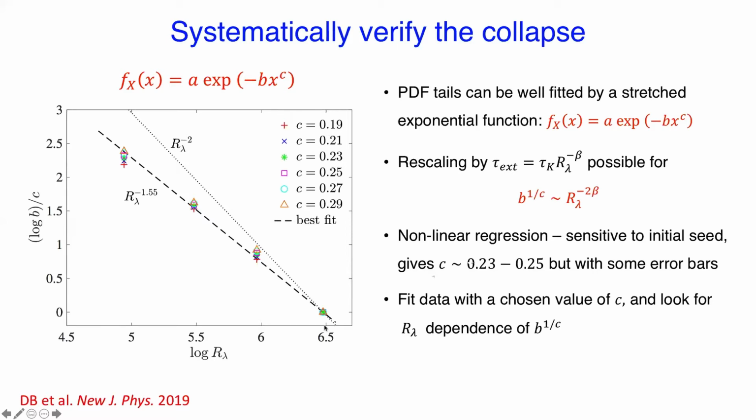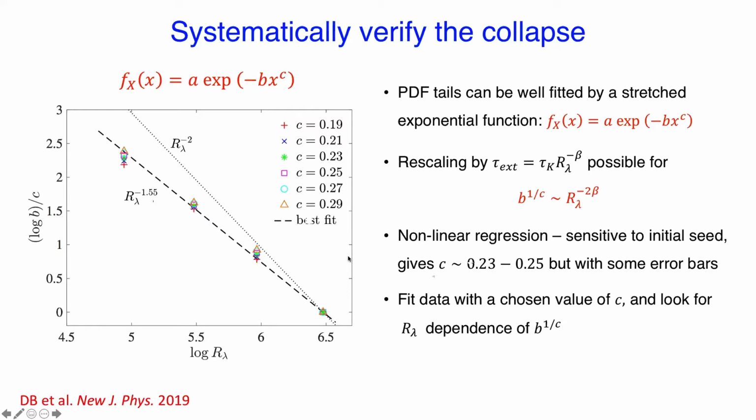So then what we did was to fix the C value, and for a given chosen C value, this regression becomes linear, and it's very simple. Then we look at all the B and C pairs, and plot this quantity B to the power 1 over C, and to our surprise, we found that remarkably they all collapse to the same power law, which reaffirms the robustness of the fitting and of the obtained result.